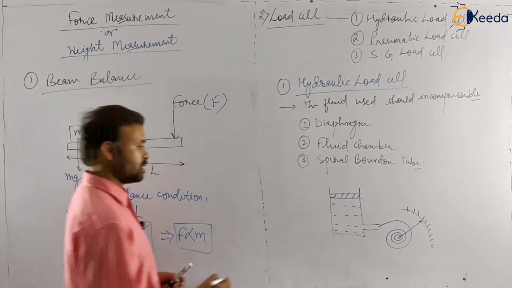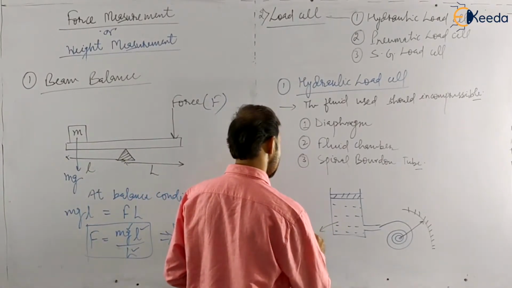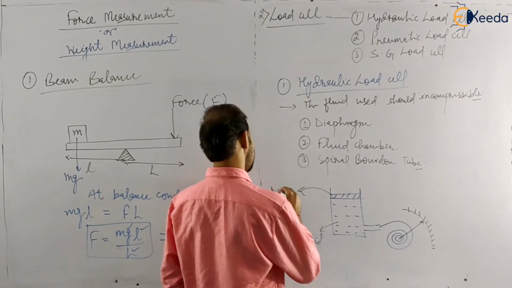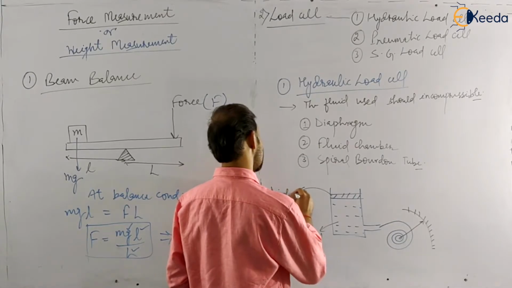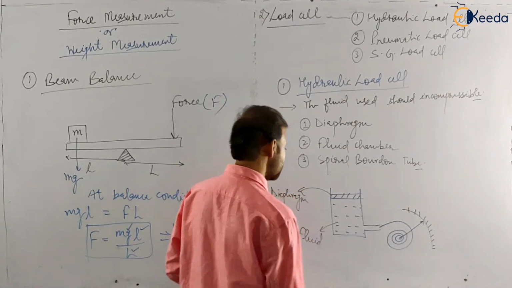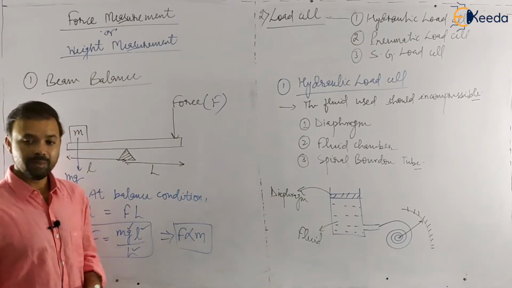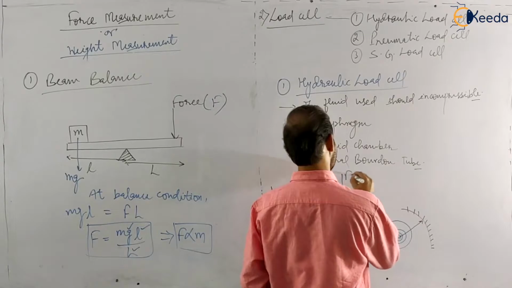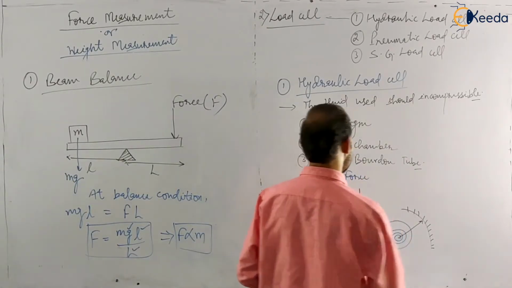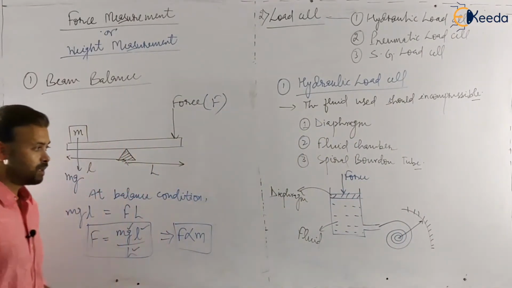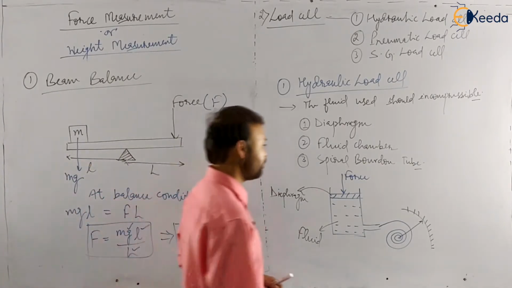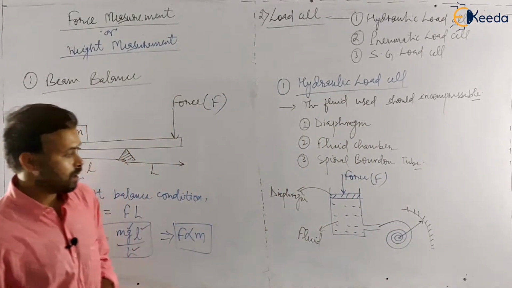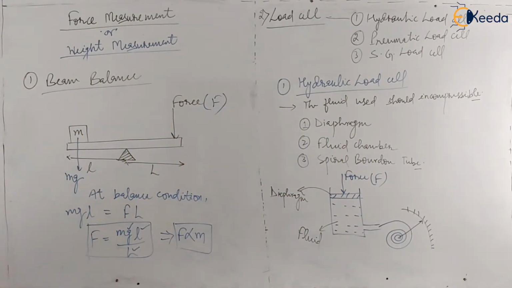Right? So this is the fluid, and this is the diaphragm, which is pressure sensitive. On the diaphragm we will apply the force whose value we want to measure. The force which we want to measure is applied on the diaphragm, right? So this is the setup of the hydraulic load cell.